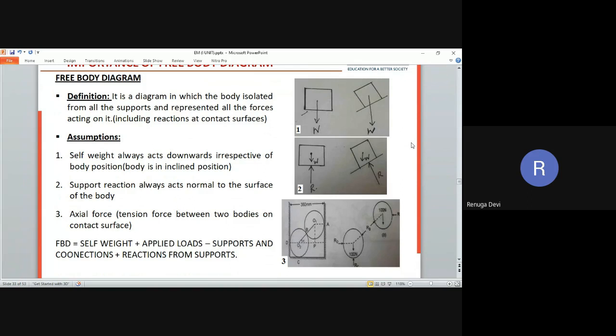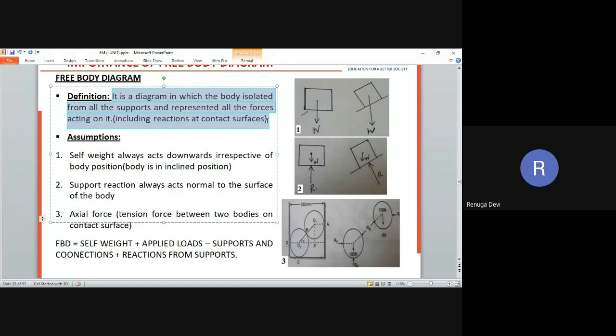Before that, the free body diagram plays a major role. How you have to draw the free body diagram is very important. A free body diagram is nothing but simply removing all the supports. It's an imaginary diagram actually. The meaning is that you are not involved with the supports. You are relieving all the supports and showing the forces acting on a particular body. Whatever force acts on the body, when the supports are connected, the supports give some reaction.